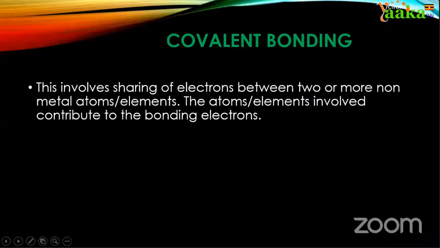We also have a covalent bond, or covalent bonding. This one involves sharing of electrons between two or more non-metal atoms or elements. The atoms or elements involved contribute to the bonding electrons. We're going to look at each of these in detail, so here I'll just go through them briefly. So in covalent bonding, it is all about sharing. Everyone is sharing the outermost electrons that they have in order to make a bond.